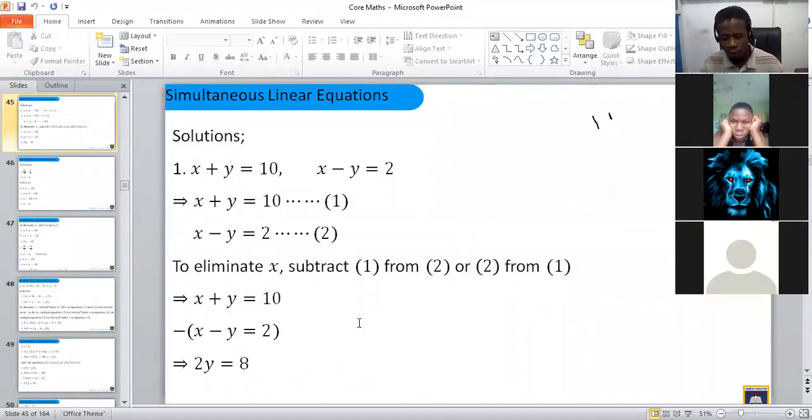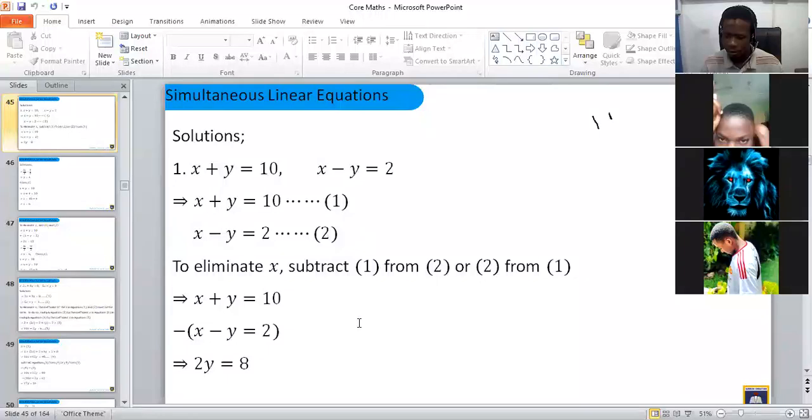Who is confused so far? Sir, can you please go over the second step? I didn't get it. The second step, okay. From where? You mean where we have to eliminate x?